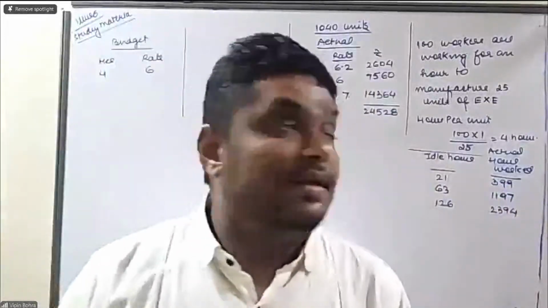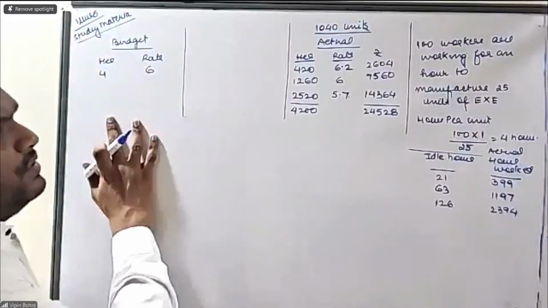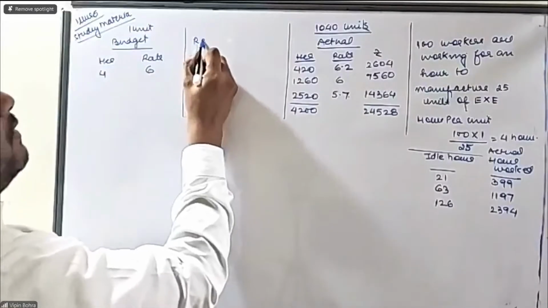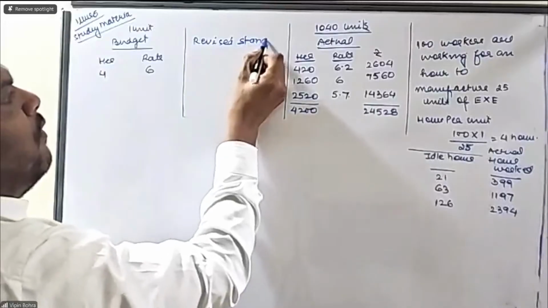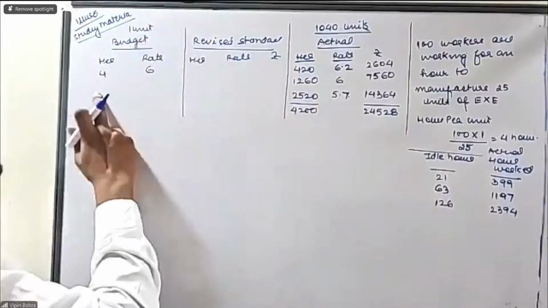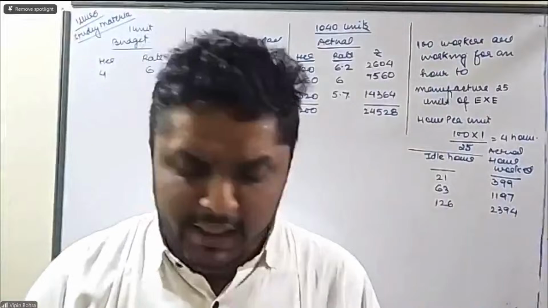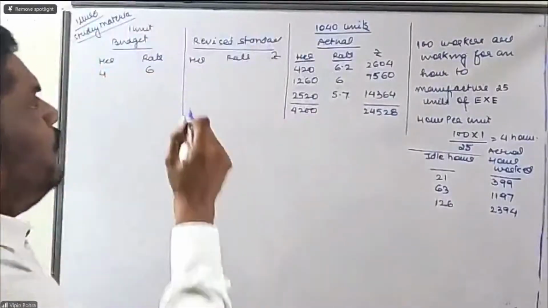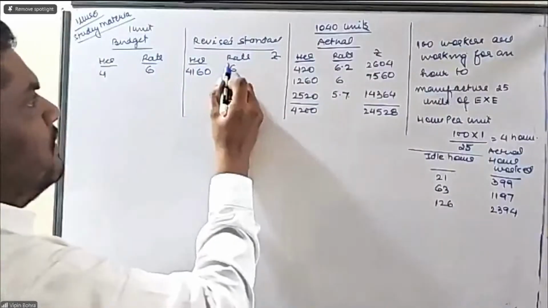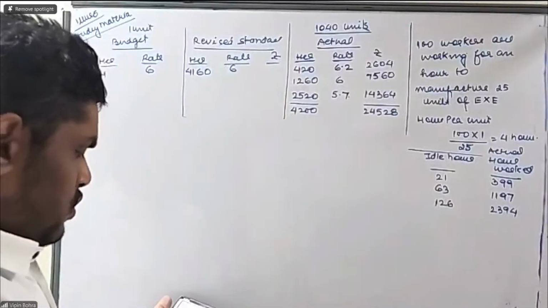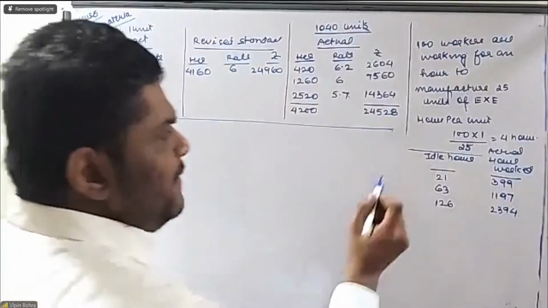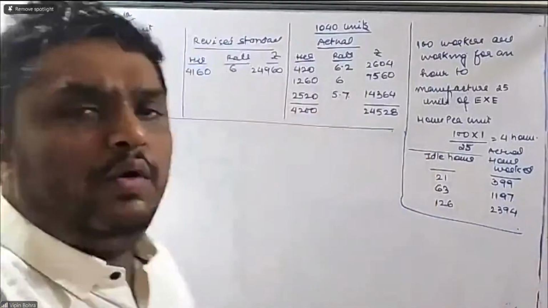So now we have to calculate the revised standard. Since the budgeted data is given for 1 unit of output, we have to prepare the revised standard. So 1 unit 4 hours. So for 1040 units, it should take 4160 hours. Into the rate of 6, it should be 24,960. So this is my master chart and working. Now I can easily calculate all the variances.